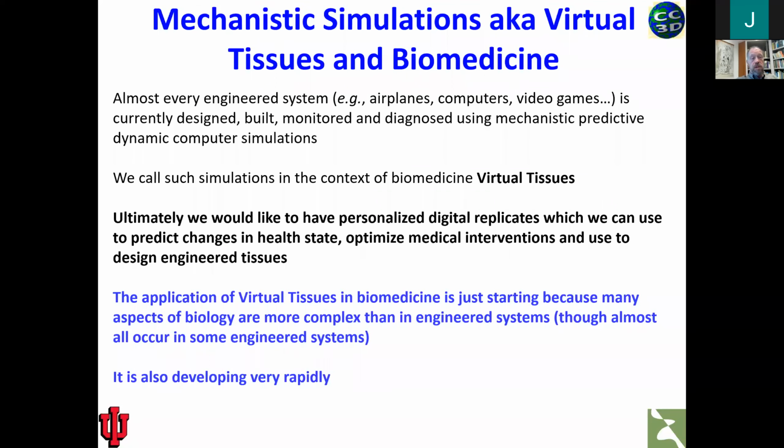Those quantitative simulations come under a variety of names, depending on where you're coming from. We often call them simply multi-scale models. They're often called mechanistic simulations. Sometimes they're called virtual tissues. And in the engineering world, mechanistic virtual simulations are used to design almost everything. But mechanistic simulations in general are fairly new in biology and biomedicine, with some specific exceptions, which I'm going to talk about. But it's an area that's growing rapidly. And so tools like CompuCell are designed to make that easier.